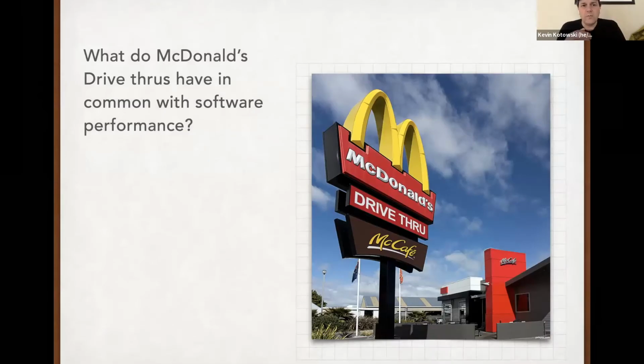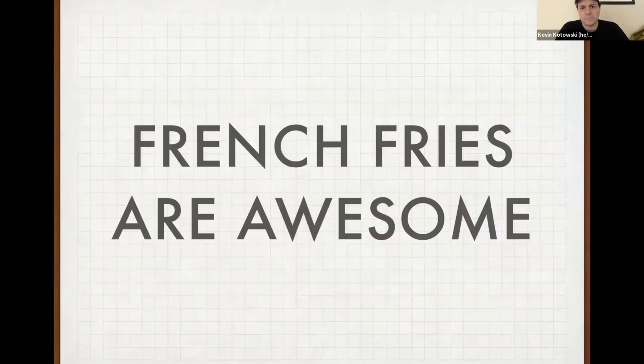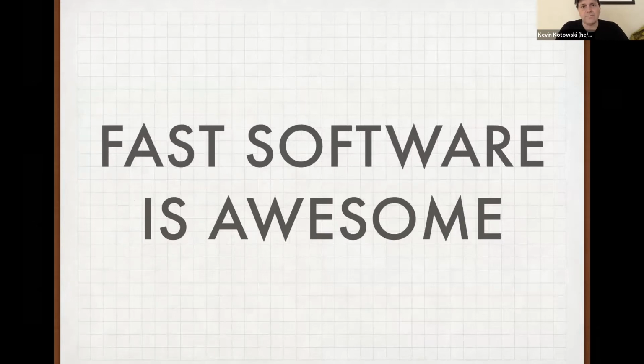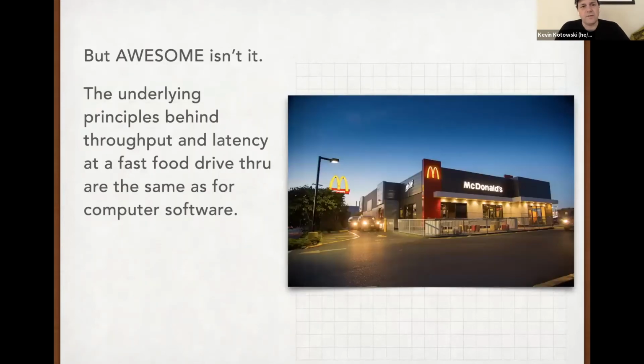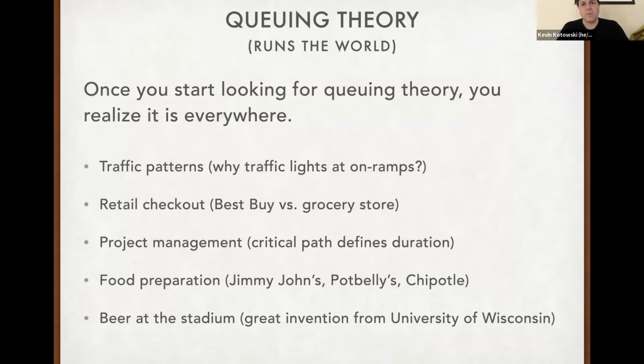So what do McDonald's drive-thrus have in common with software performance? French fries are awesome, and fast software is awesome. But awesome isn't what I'm getting at. What I'm really getting at is that the principles behind the throughput and latency at the drive-through lane are basically the same as for how computer software works. Once you start looking for queuing theory, you realize that it's everywhere in the world.